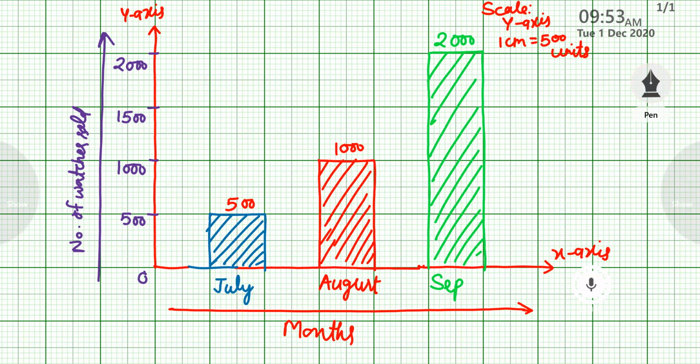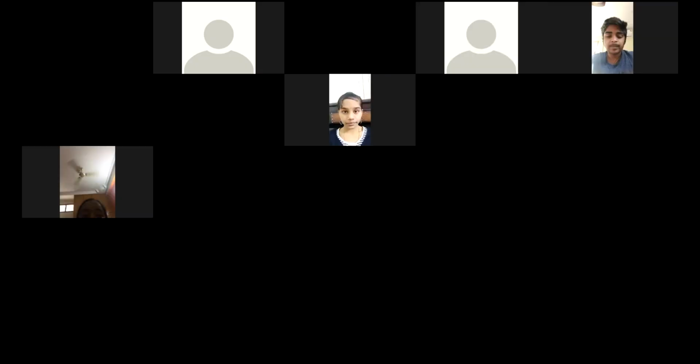Sometimes some textbooks write this July month in the middle of the bar graph, or they are writing at the bottom also. Both ways are there. And not only vertically, you can draw horizontal also, no problem. Draw this graph, everyone.